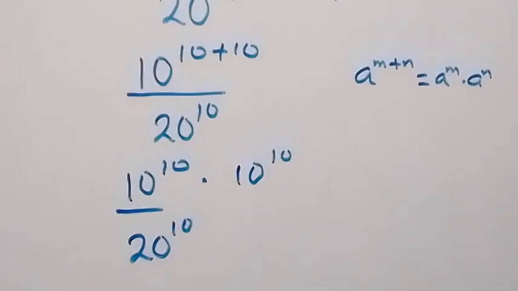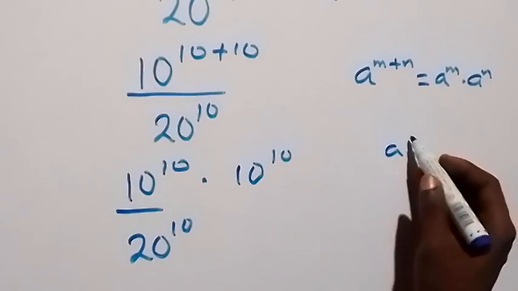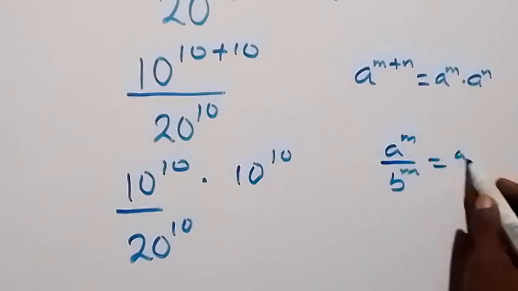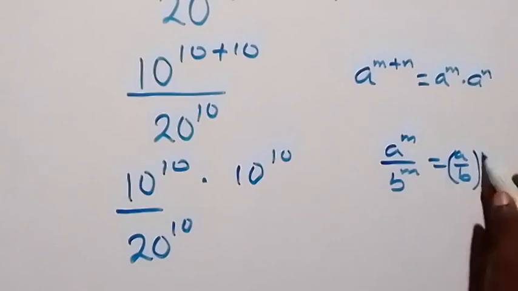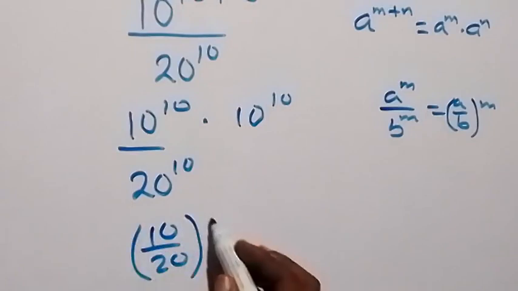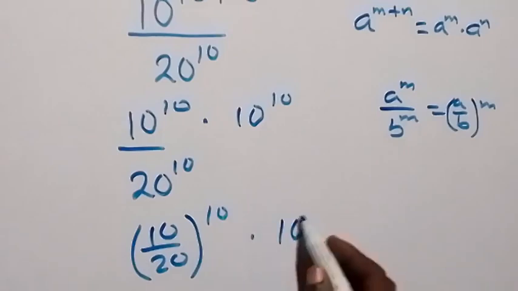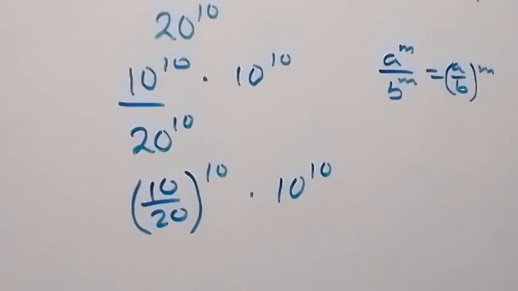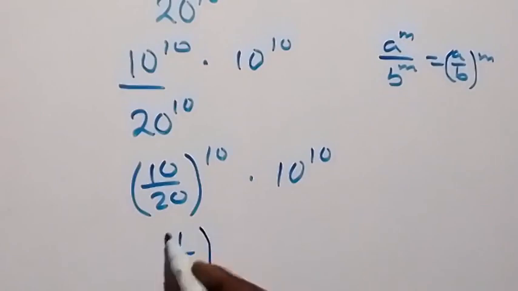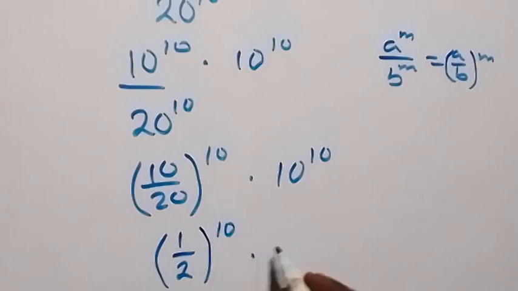And also applying the law of indices, now we have a raised to power n over b raised to power n. Here we can write this as a over b, all raised to power n. That is, here we can write this as 10 over 20, all raised to power 10, then times 10 raised to power 10. And here we can reduce this: 10 here is 1, 10 here is 2. So this gives us 1 over 2, then all raised to power 10, then times 10 raised to power 10.